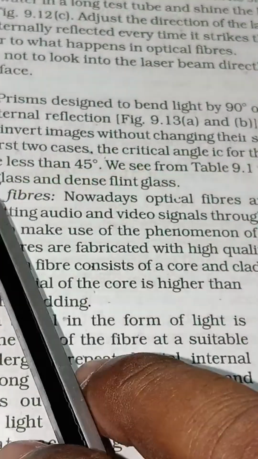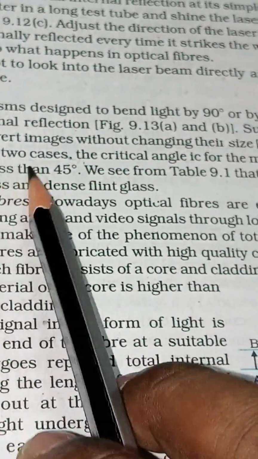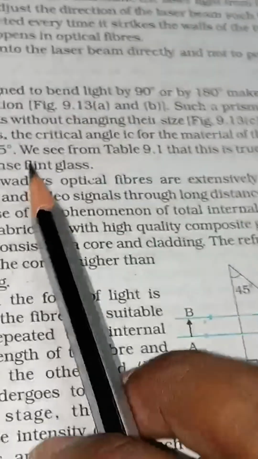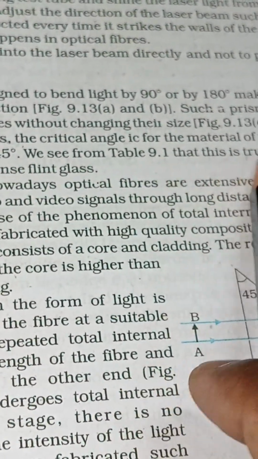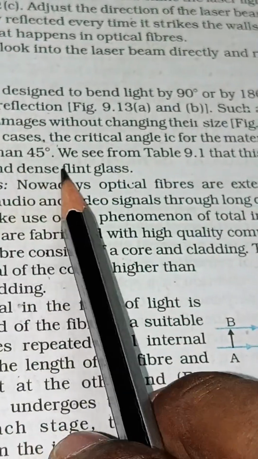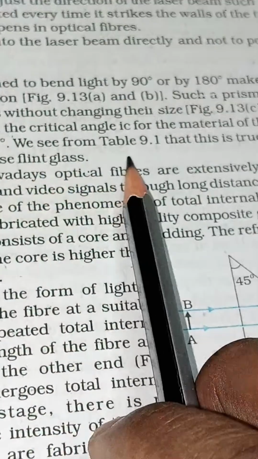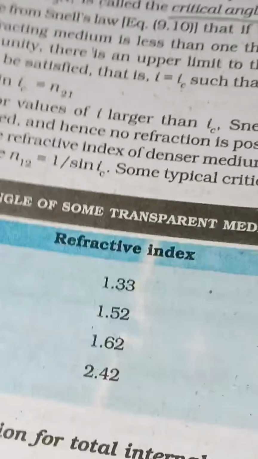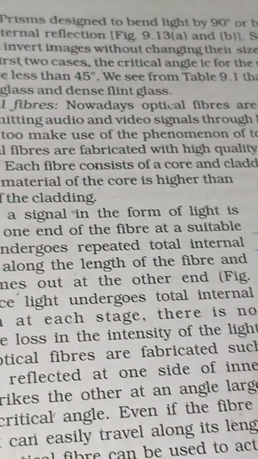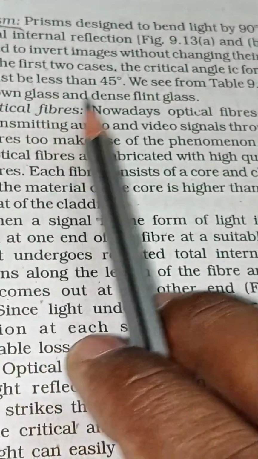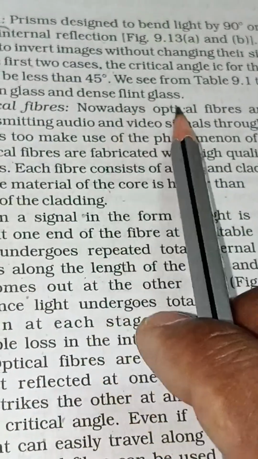In the first two cases, the critical angle for the material of the prism must be less than 45 degrees. We see from table 9.1, the table we have seen, that this applies to both crown glass and flint glass.